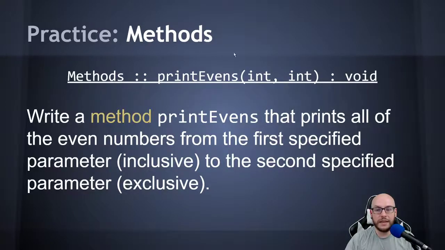Okay, so let's take this method signature and turn it into a method header. It's going to be in our methods class. The name of the method is printEvens. It takes in 2 integer parameters. It returns void. We talked about this in our last video. Void means it doesn't return anything, right? This method actually does the printing itself.